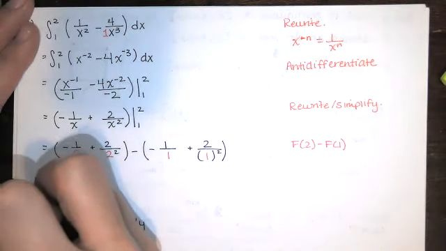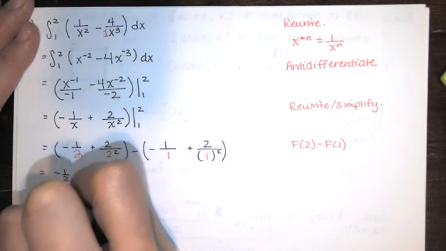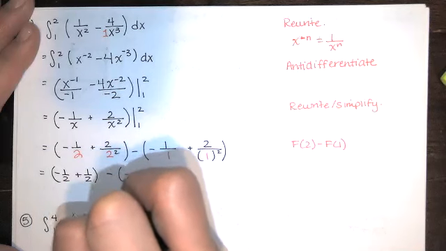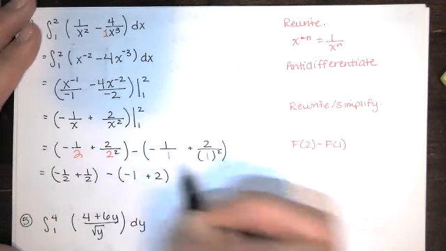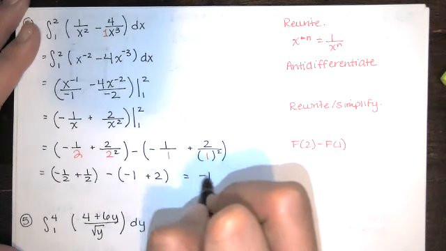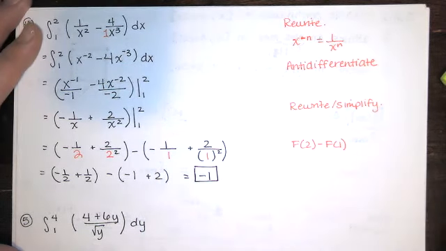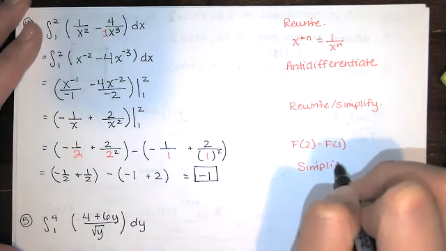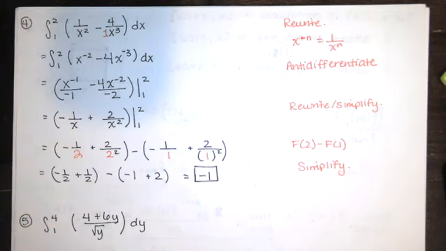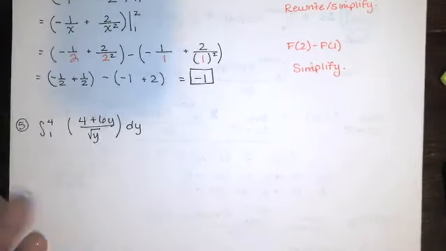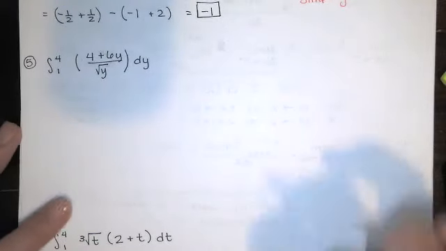Let's see, what do we get? We get -1/2 plus 1/2 happens to be 0 minus -1 plus 2. So I have 0 minus 1, so that's -1. And we simplify. It's not too bad. Okay, don't have a quotient rule for antiderivatives, so we're gonna have to start with a rewrite.